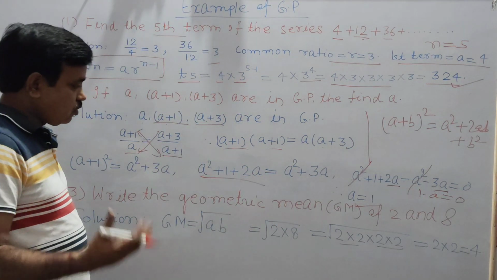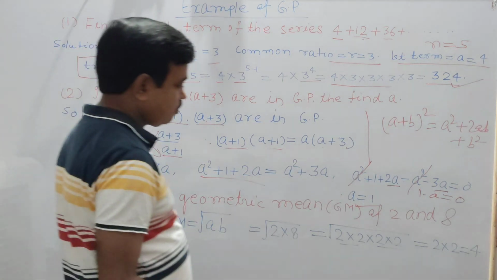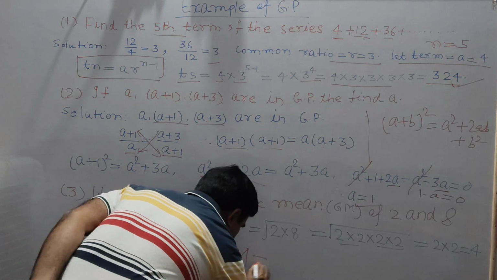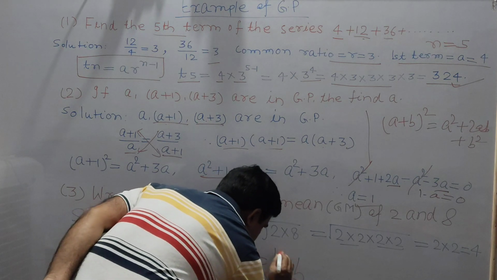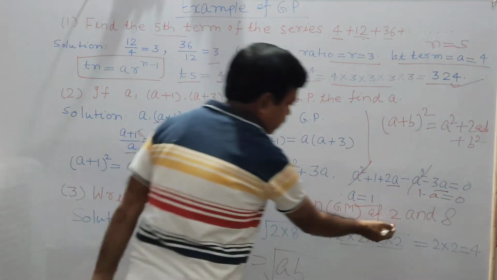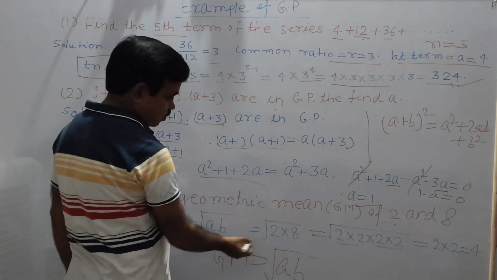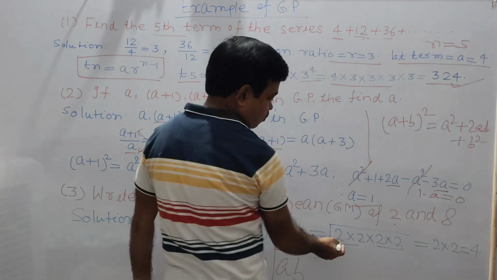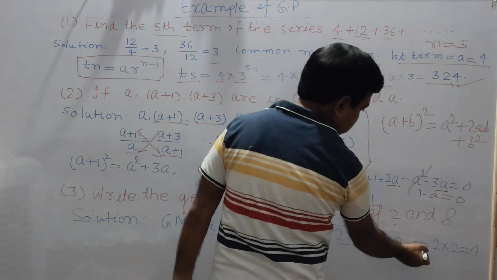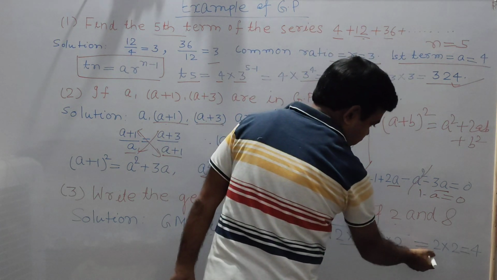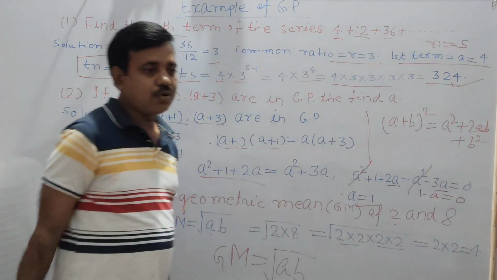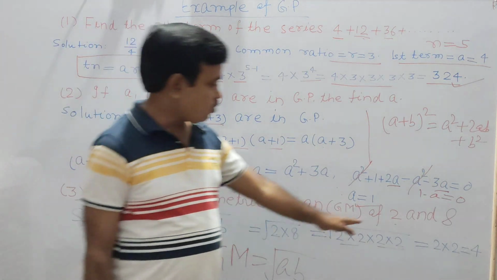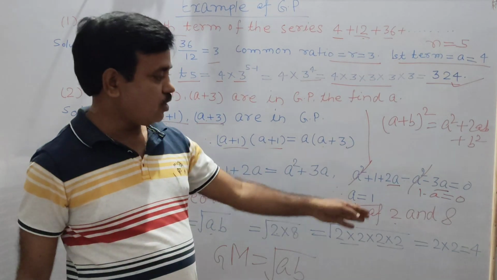We know that if two terms are in GP, then the formula of geometric mean will be root of AB. Your two quantities are given, 2 and 8. Then we put the value a equal to 2 and b equal to 8. Then we find root of 2 multiplied by 8, that is root of 2 multiplied by 2 multiplied by 2 multiplied by 2, equal to 2 multiplied by 2, equal to 4. This means the geometric mean of the two quantities 2 and 8 will be 4.